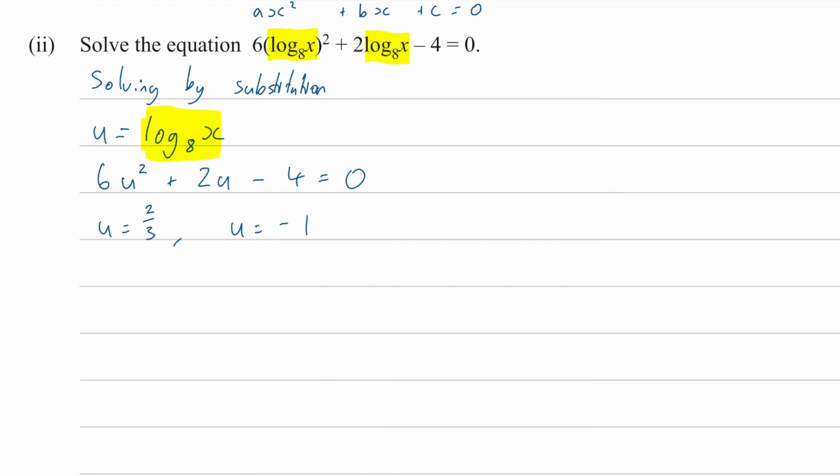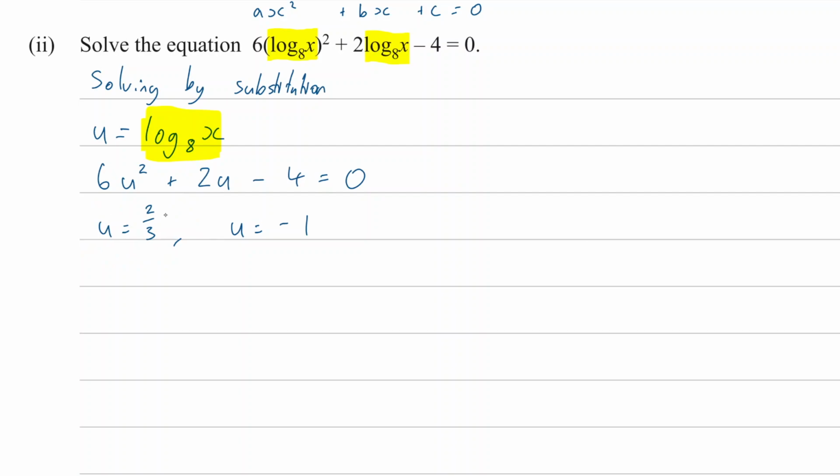All right, so we've solved this equation, but we haven't solved the original equation. So what we need to do now is back substitute. We made this substitution, but now we need to convert our u solution in terms of x.